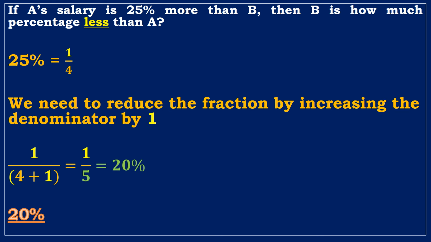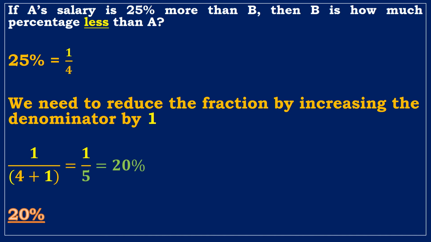A's salary is 25% more than B's. The fraction for 25% is 1 divided by 4. We must determine how much B is less than A. The key word here is less than, which indicates we must reduce the fraction. This may be achieved by raising the denominator value. Naturally, the question is how much to increase the denominator value. The numerator value determines the rising value.